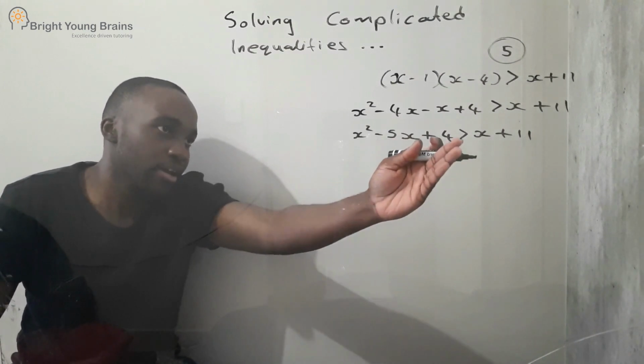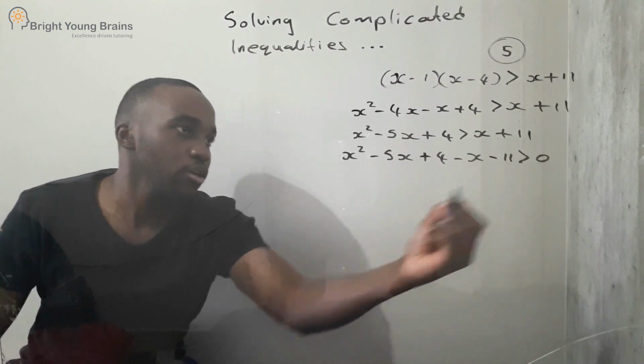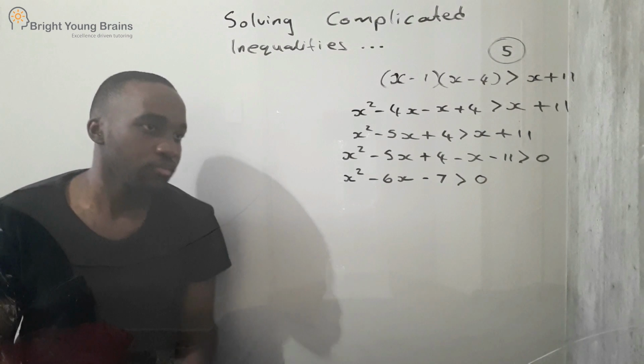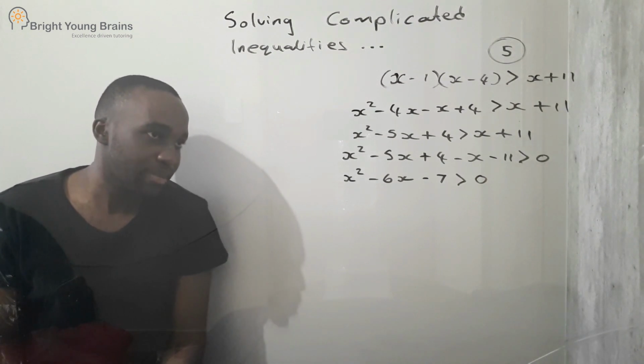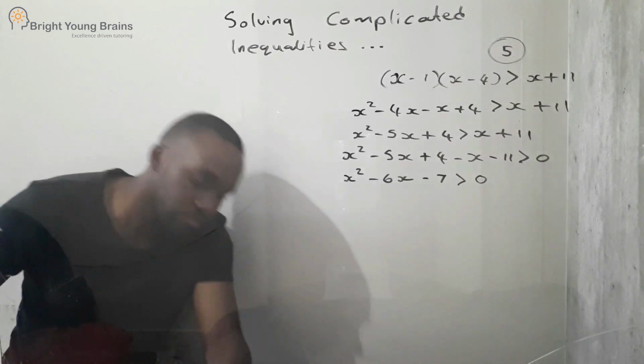So here, simplifying, we can take everything to the left. There we go. Now simplifying. There we go: x squared minus 6x minus 7. Let's just double check that with the calculator. Where's the calculator? Oh, calculator.